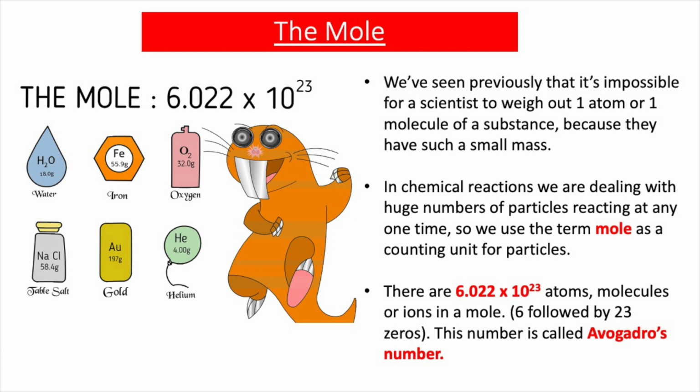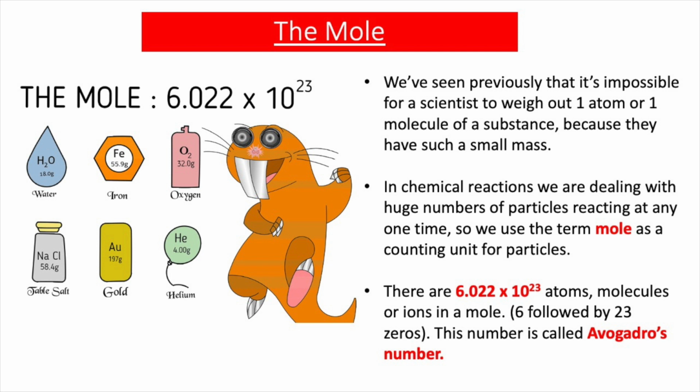Now, there are 6.022 times 10 to the 23 atoms, molecules or ions in a mole. Now, that's a huge number. It's basically a 6 followed by 23 zeros. Now, this number is called Avogadro's number, or Avogadro's constant, after the Italian scientist Amedeo Avogadro, who discovered this number.